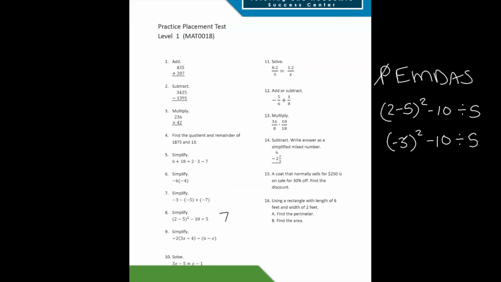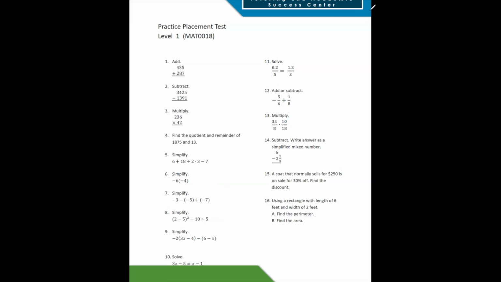Next, I'll move on to exponents. Negative 3 squared is 9. So then I have 9 minus 10 divided by 5. I don't have any multiplication, but I have division. So I'm going to do 9, and then negative 10 divided by 5 is negative 2, and 9 minus 2 is 7. This step is typically where students make their mistake, because you see subtraction and division and you just work left to right. Make sure that you divide first and then you're going to subtract.